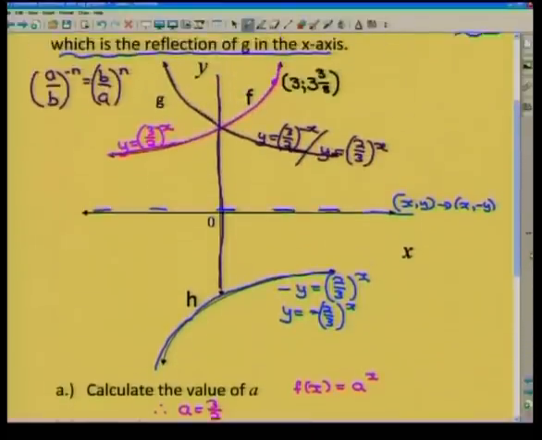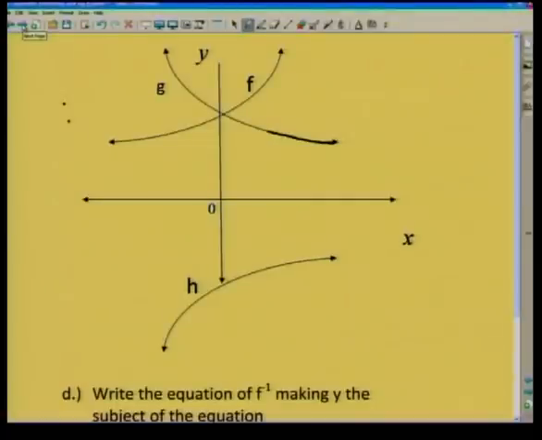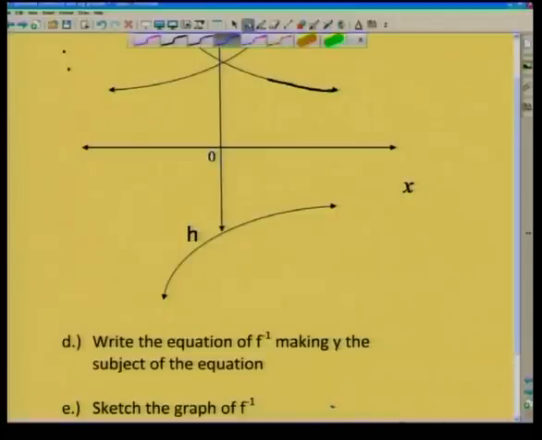Right, so we've basically got ourselves a clear picture of this. We've worked with our reflection in the y-axis and reflection in the x-axis, and we're about to go on to the next part of the question. But for convenience, I've put it on a new page so we don't have such a mess on our hands. Let's go there. What is this next question asking me? It says, write the equation of f^-1, making y the subject of the equation.